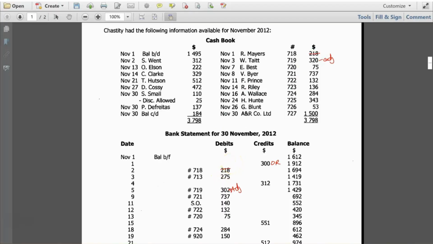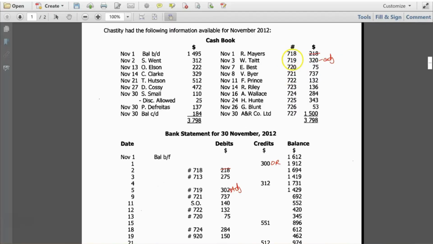Check 713. Do we have a check 713 in our cash book? We have it here on the bank statement, but we do not see it here in the cash book. Now, if you're lucky enough to get a cash book which gives your checks in numerical order, great, because then you can easily identify any transaction required for the opening reconciliation.